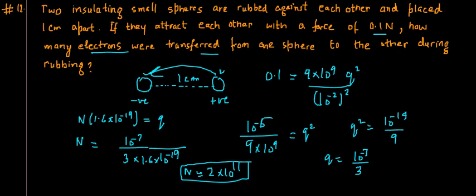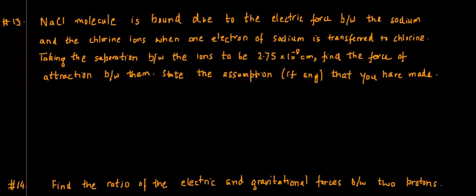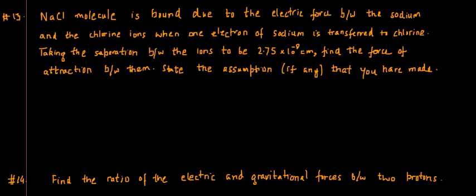Okay, let's look at question 13. NaCl molecule is bound due to electric force between the sodium and the chlorine ions when one electron of sodium is transferred to chlorine. Taking the separation between the ions to be 2.75 into 10 to the power of minus 8 centimeters. Okay, centi means 10 raised to the power minus 2. This is 10 raised to the power of minus 10 meters. We have to find the force of attraction between them.